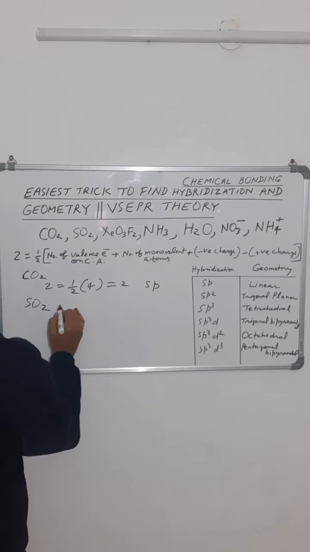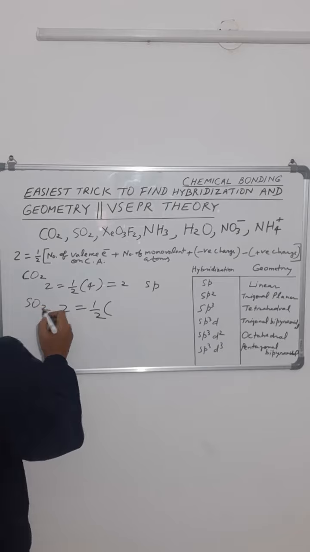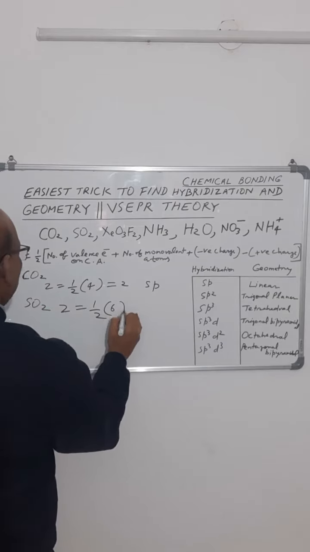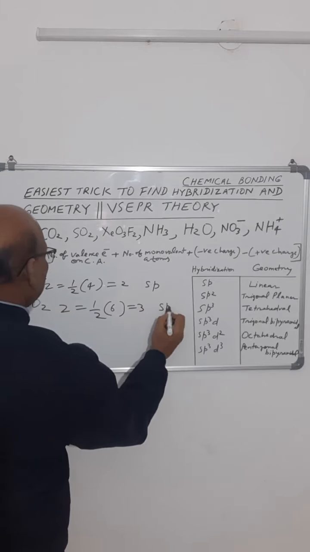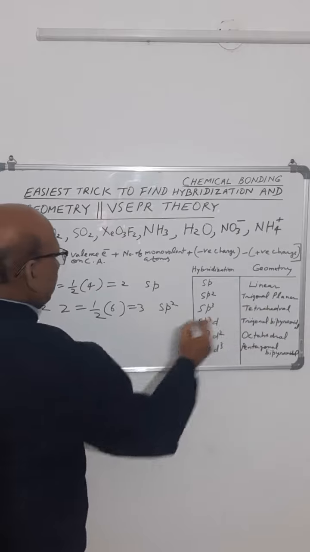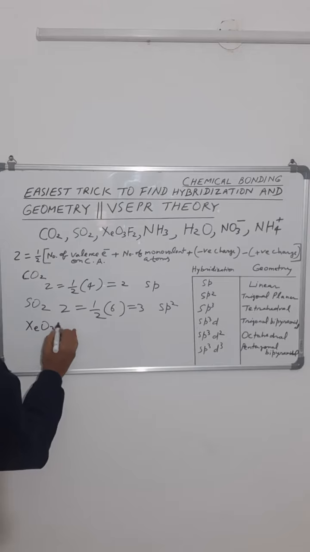SO2 में देख लेते हैं. SO2 में z will be half into number of valence electrons on sulfur that is nothing but 6 and there is no monovalent atom, so it will be 3 and the hybridization will be sp2 and the geometry will be trigonal planar. Suppose next is your XeO3F2.